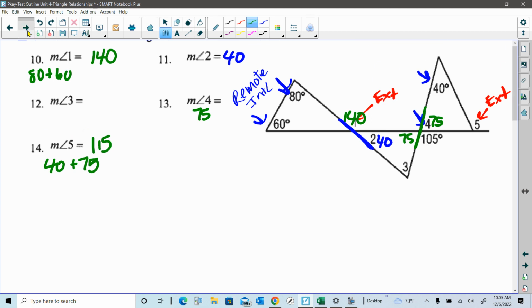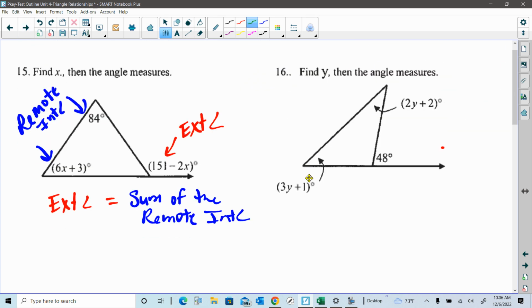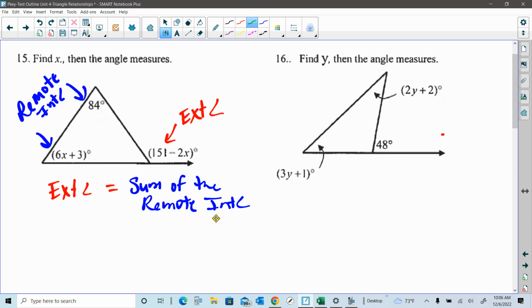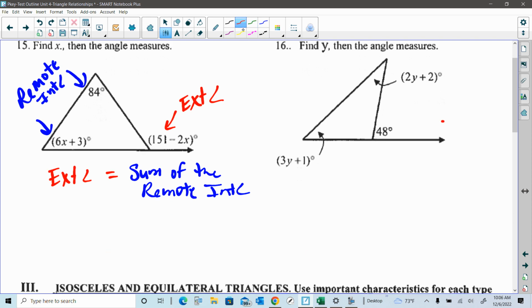Let me get to that. Number 15 is the test-like question. 15 and 16 are both exterior angle problems. So you need to start off recognizing that the exterior angle is equal to the sum of the remote interior angles. That means 151 minus 2x is equal to the sum of 6x plus 3 plus 84, and then you're solving for x.